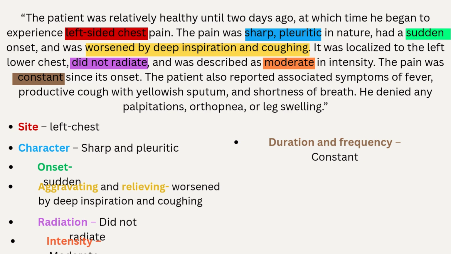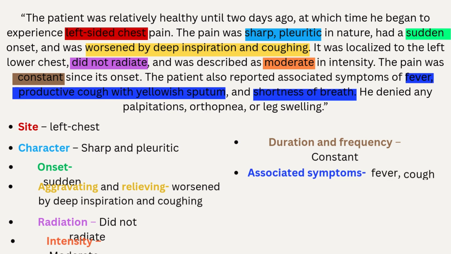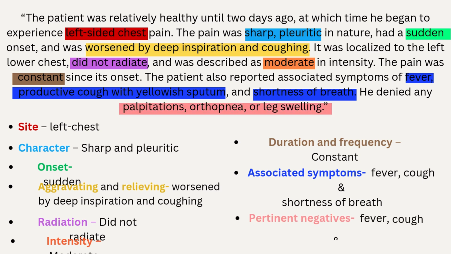And the phrase, the patient also reported associated symptoms of fever, productive cough with yellowish sputum, and shortness of breath, mentions associated symptoms patient has. And finally, he denied any palpitations, orthopnea, or leg swelling. This indicates the pertinent negative symptoms, those we expect based on our chief complaint but the patient does not have. Those are consistent with heart failure, but due to absence of those symptoms, we rule out heart failure.